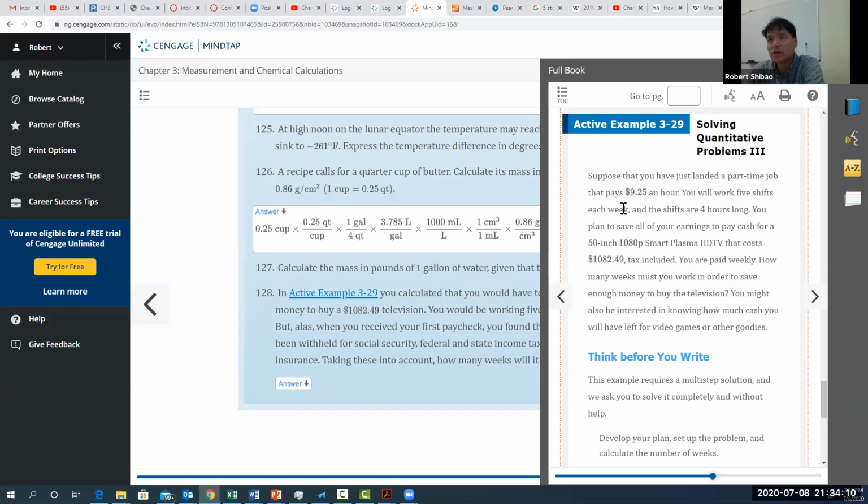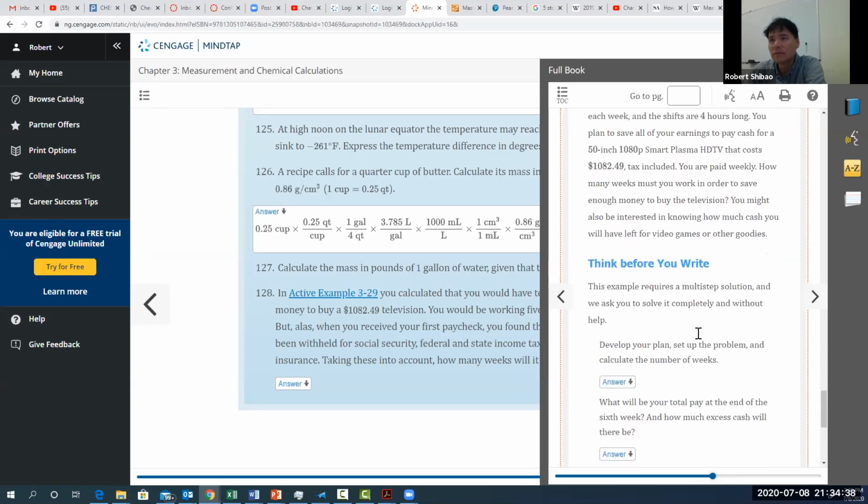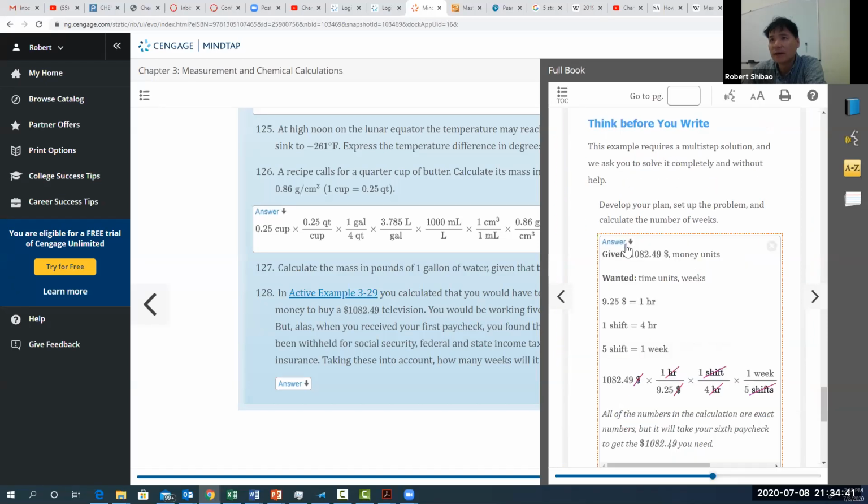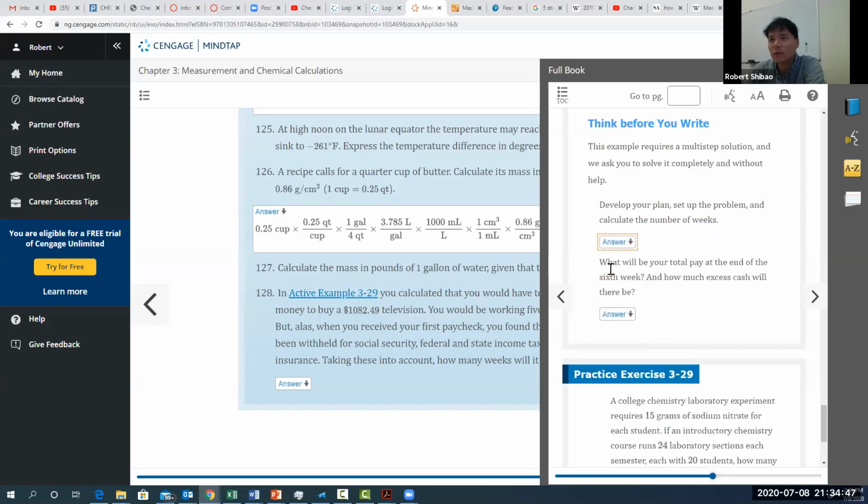Suppose you have just landed a part-time job. It pays $9.25 an hour. You work five shifts each week, and the shifts are 4 hours long. You plan to save all your earnings to pay cash for a 50-inch 1080p smart plasma HD TV that costs $1,082.49, tax included. You are paid weekly. How many weeks must you work in order to save enough money to buy the television? You might also be interested in knowing how much cash you'll have left for video games or other goodies. I don't develop a plan. I just start. What will be your total pay by the end of the 6 weeks?